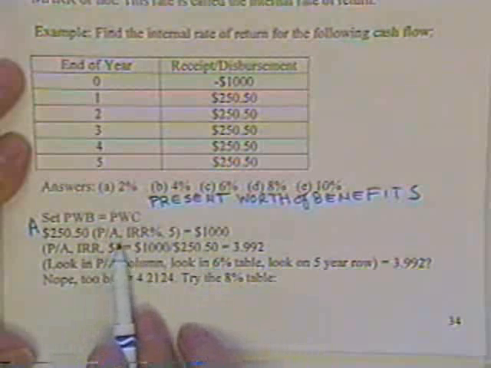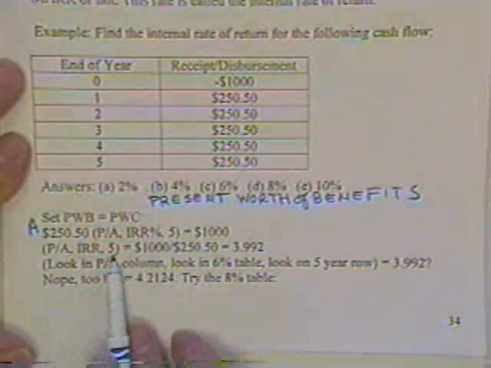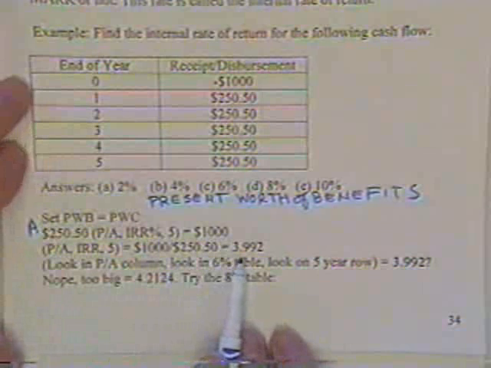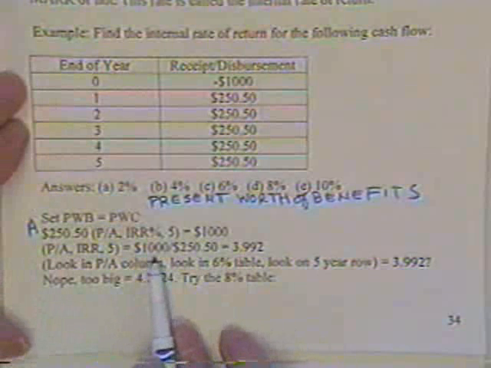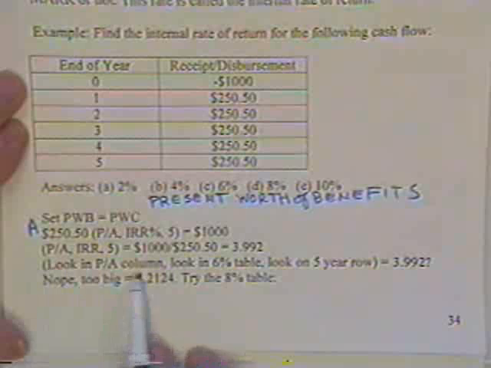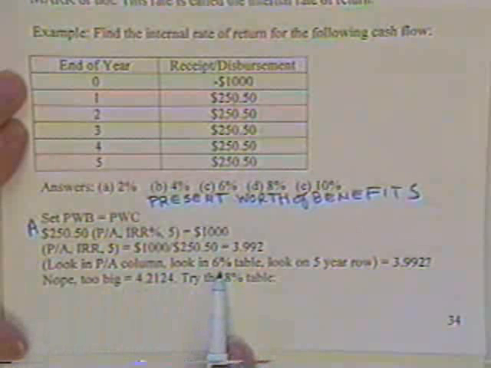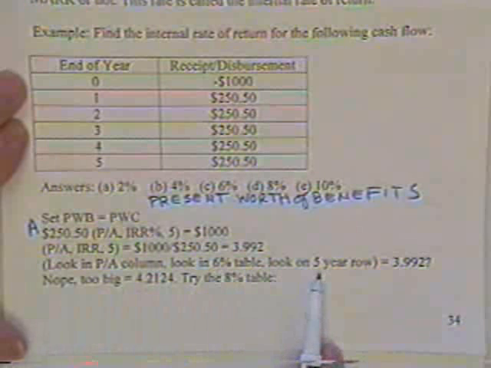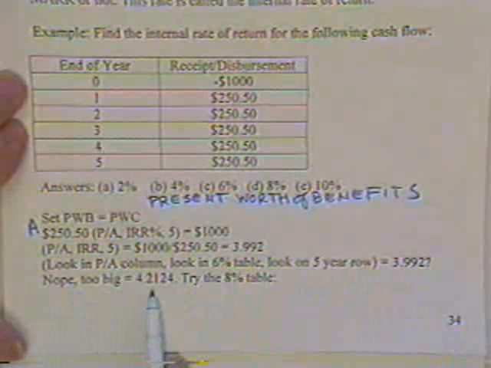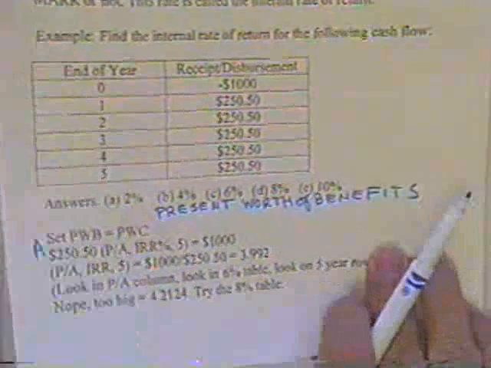So I can solve for P over A, IRR, 5. P over A, IRR, 5 is equal to 1,000 divided by 250. So in other words, the ratio of the 1,000 to the 250 is 3.992. So if you go look in the P over A column, and look in the 6% table, and look on the 5-year row, do you find 3.992 in the 6% table? No, I don't. It's too big. Try the 8% table.